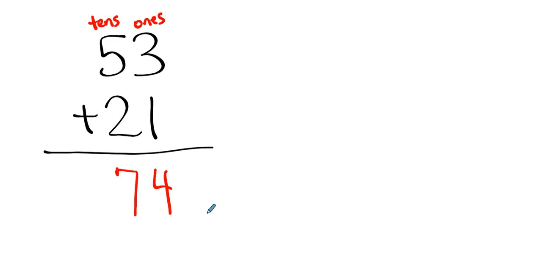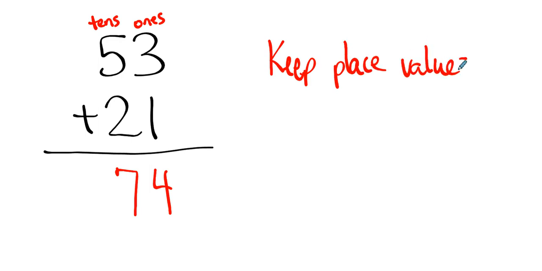And by using our understanding of place values, we have the standard algorithm. So the key is to keep place values in mind. That's the key. So here's the question.